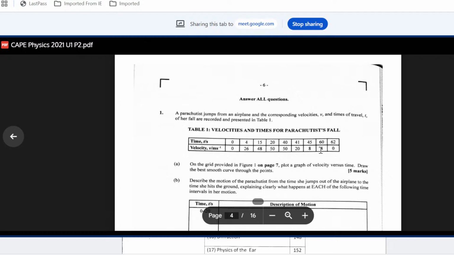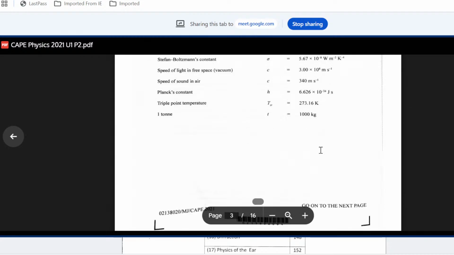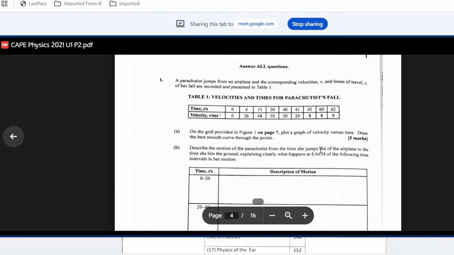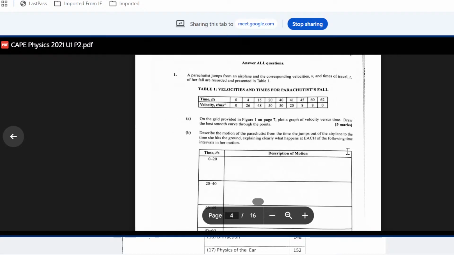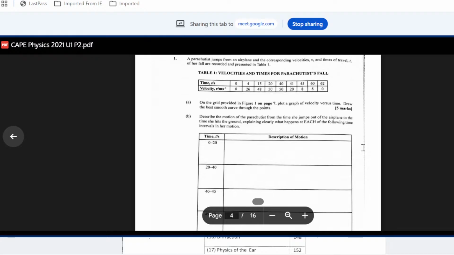This is 2021. This first one looks like a graph. Velocity time graph, acceleration. Alright, let's see. So best way we can do this one now.